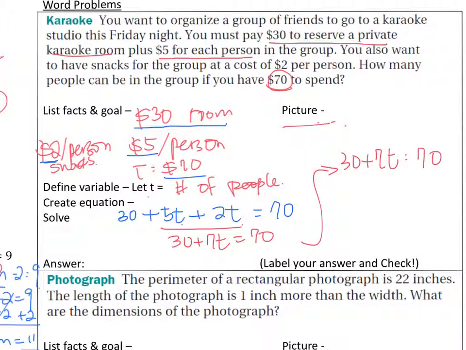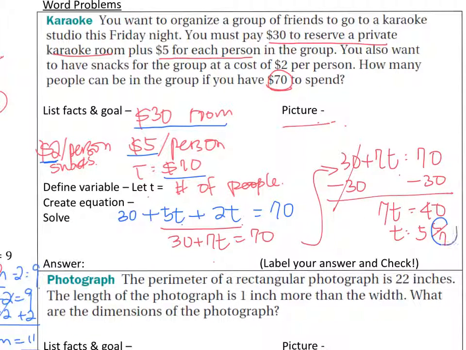I'm recopying the equation because I ran out of space. Now I can solve for T by first subtracting positive 30. Bring down 7T, and that equals 40. And T would equal 5 and 5 over 7. Because a person cannot be a fraction, we need to round down. So there can only be 5 people.